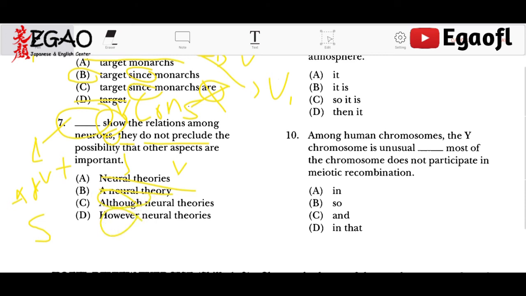So now let's try to compare between C and D. From the context statement, what you need is actually the contrast. So you need to put C, although. Okay, for your information, the use of however is actually like this. Subject, verb, okay, and final, and then however, comma, SV again, like this.